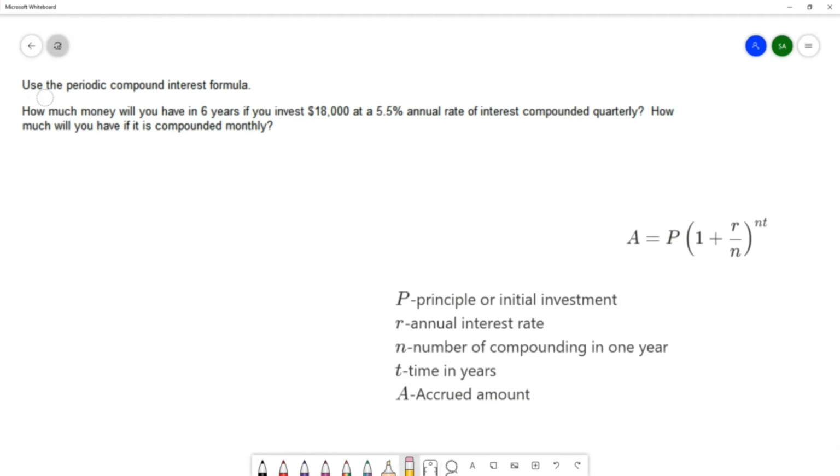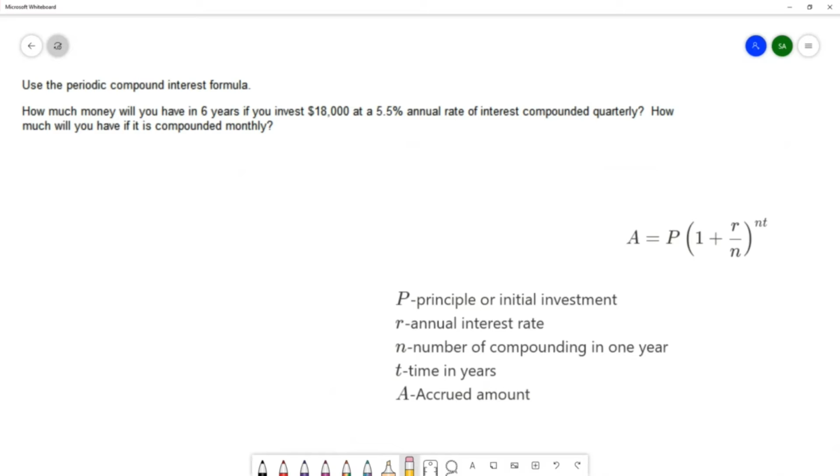On this question, we want to use the periodic compound interest formula to answer the following question. How much money will you have in 6 years if you invest $18,000 at 5.5% annual interest rate compounded quarterly? And how much will you have if it's compounded monthly?